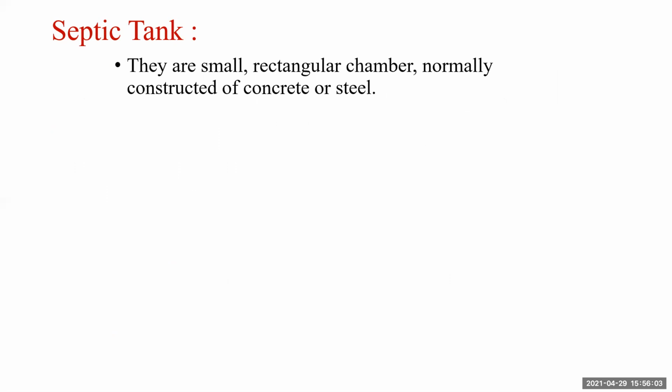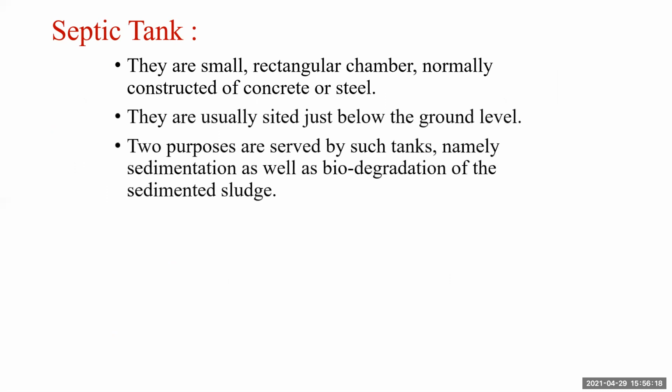Let us discuss the first method of primary treatment of sewage. The first method is the septic tank. Septic tanks are small rectangular chambers which are normally constructed of concrete or steel, or they may be made of a concrete basin sited just under the ground level.